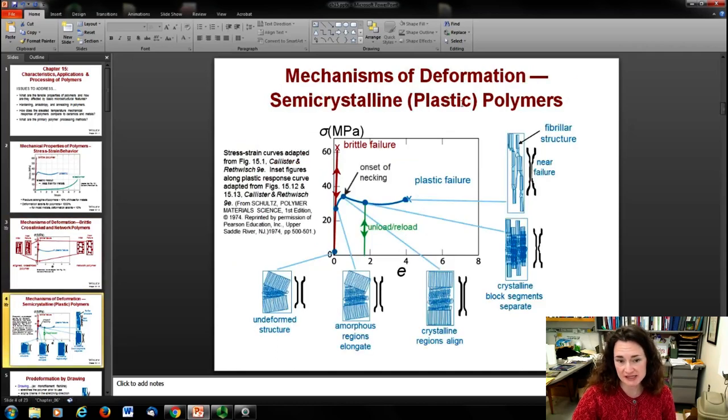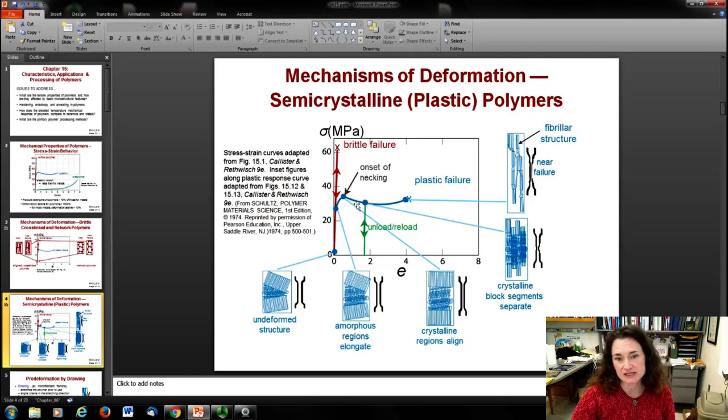For semicrystalline or plastic polymers, what you have, remember, for a semicrystalline material is you have these regions where the polymer chains are aligned. And then in between the aligned polymer chain regions, you have these amorphous regions right here. So what happens in a plastic polymer is you have this sort of undeformed structure where your crystalline regions might not be aligned with one another. And as you apply a stress to the polymer, the amorphous regions in between the crystalline regions start to elongate. And that's happening here in sort of the elastic part of the curve. And then eventually, when you get to sort of the peak here, where the yield strength is measured, then your crystalline regions begin to align. And that's where you start to see a substantial neck in your polymer.